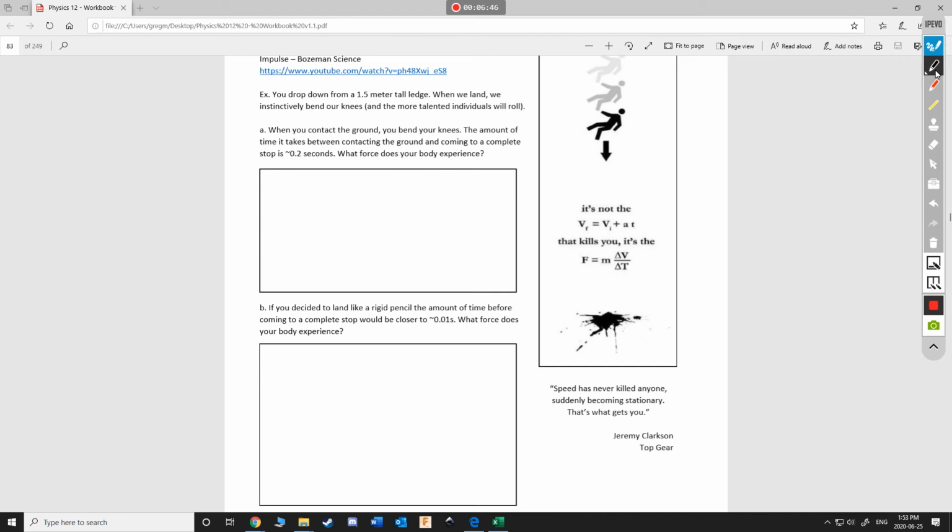So if you drop down from a 1.5 meter tall ledge, when you contact the ground, you bend your knees. The amount of time it takes between contacting the ground and coming to a complete stop is 0.2 seconds. What force does your body experience? So we have F delta T is equal to M delta V.